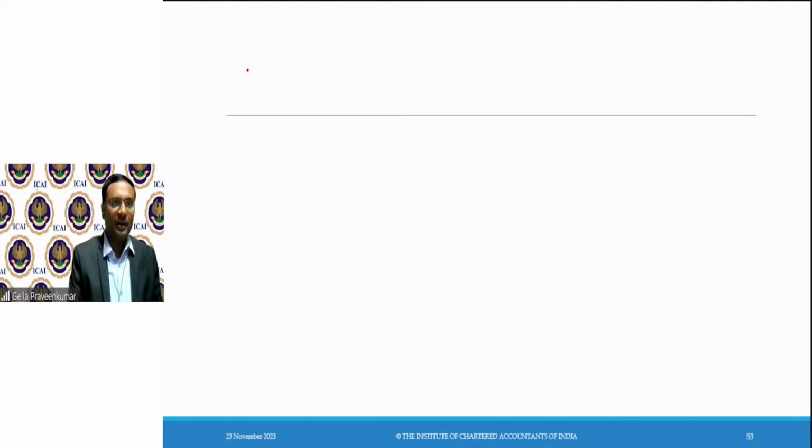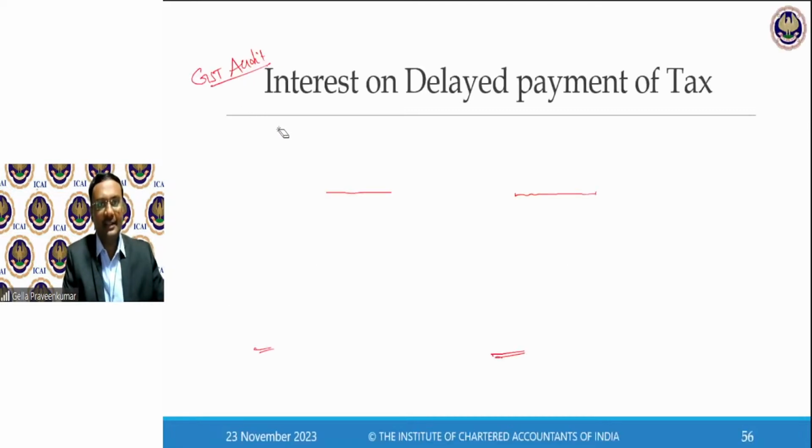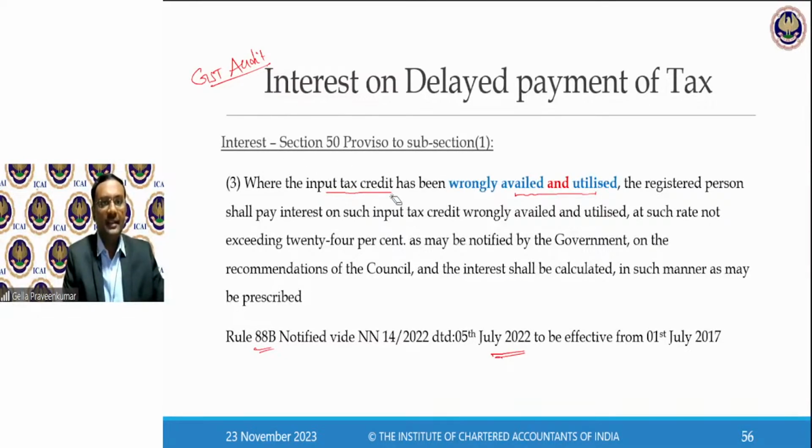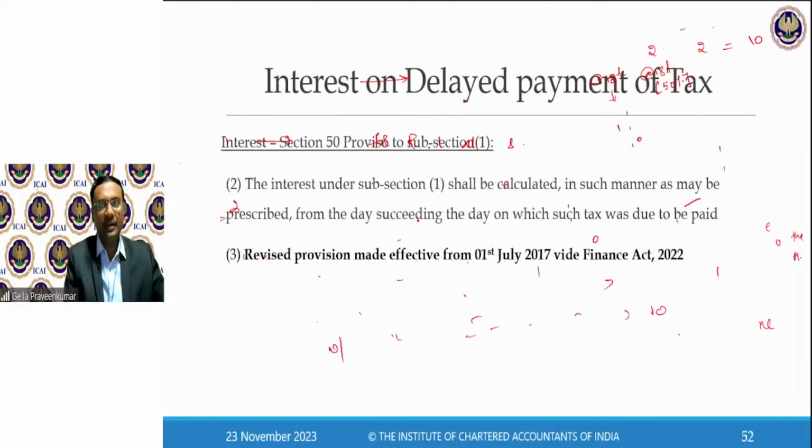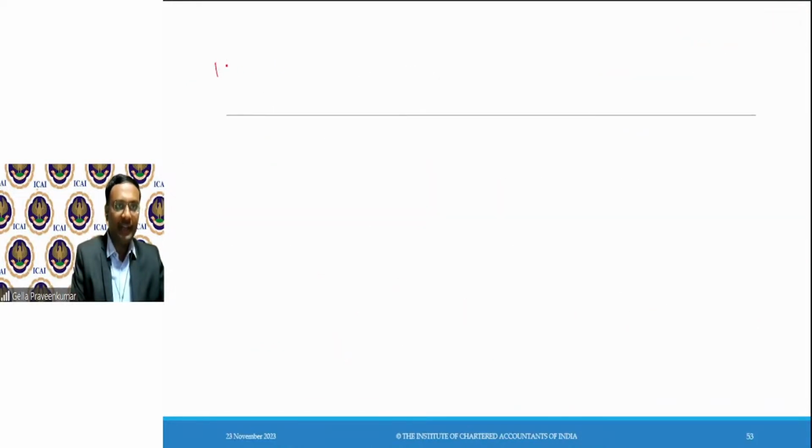Now, this aspect of input tax credit, 50 subsection 3 says that when input tax credit has been wrongly availed and utilized, registered person shall pay interest on such input tax credit wrongly availed and utilized at such rate not exceeding 24%. Right? This is what the provision says. Now, I'll explain where we come across this particular input tax credit wrongly availed and utilized.